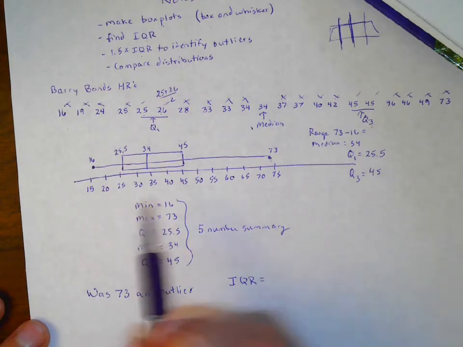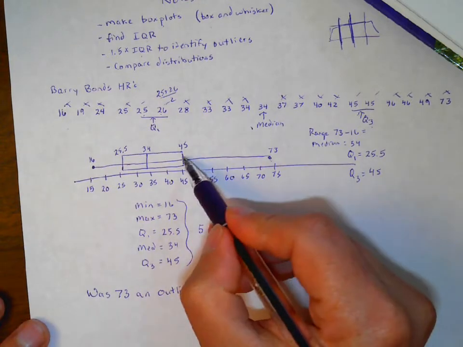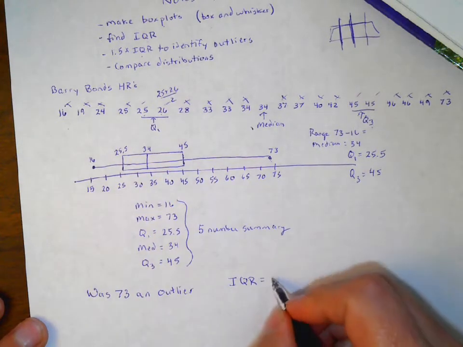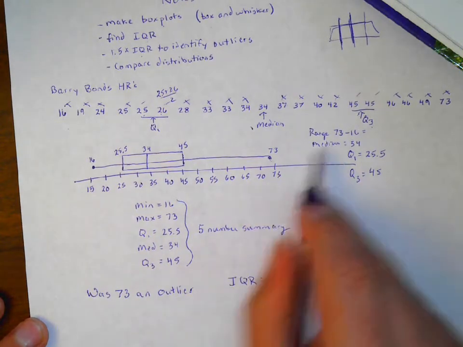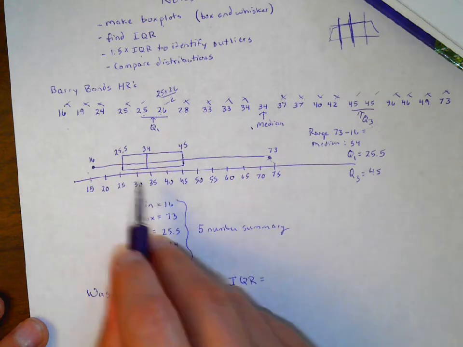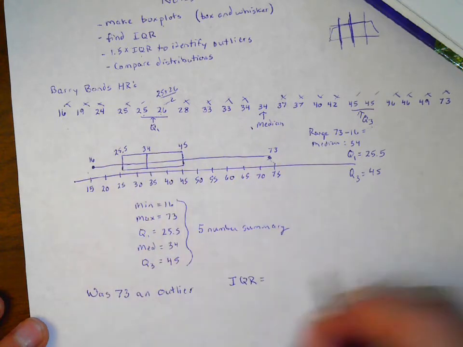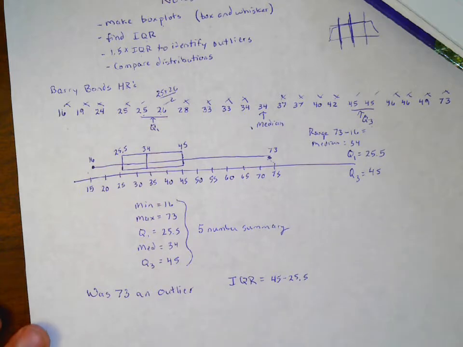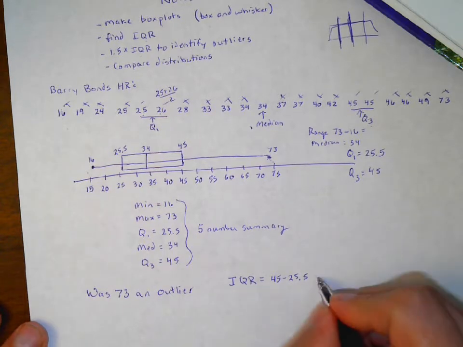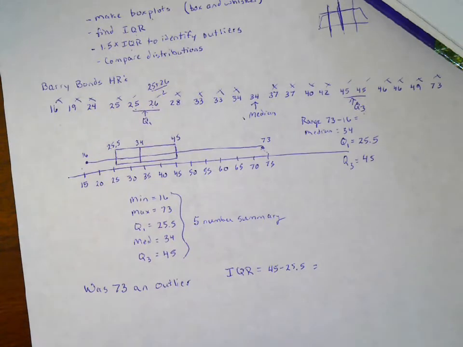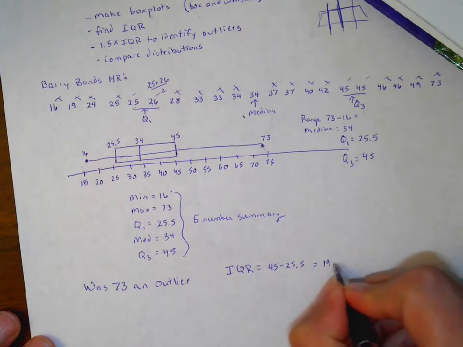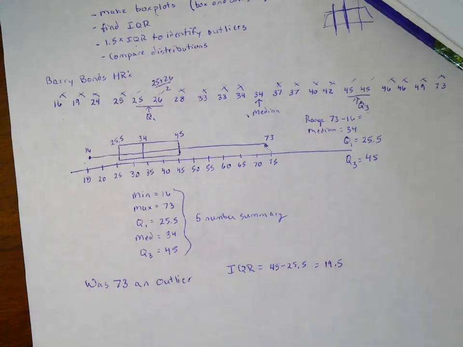Okay, so our quartiles were 45 and 25.5. So the range between those two, just like when we found the range, we subtracted that and that. The interquartile range, we're going to subtract that and that. So we just take 45 minus 25.5, which gives you, I can just do that in my head, 19.5. That is our interquartile range.